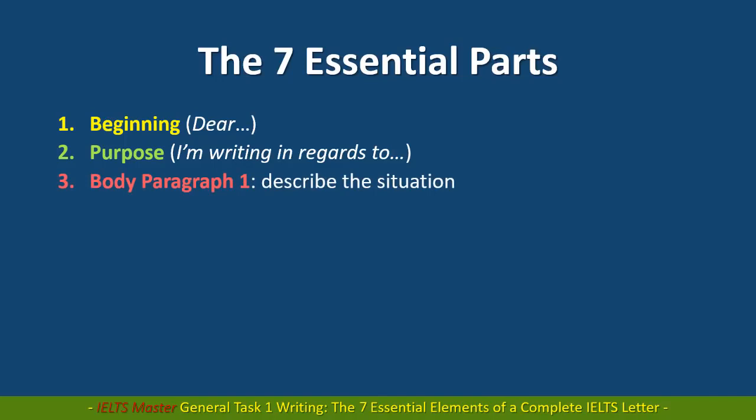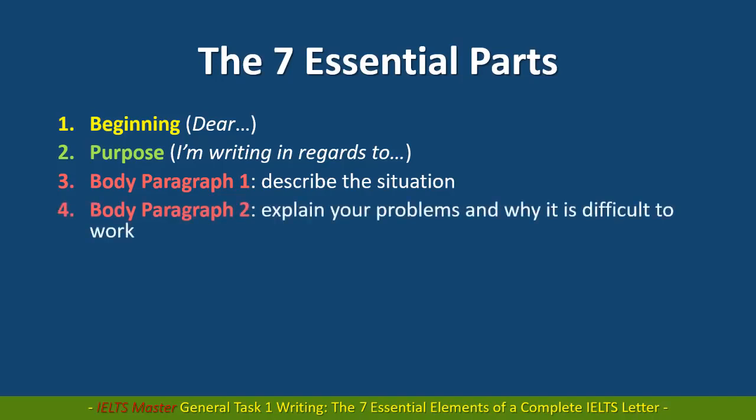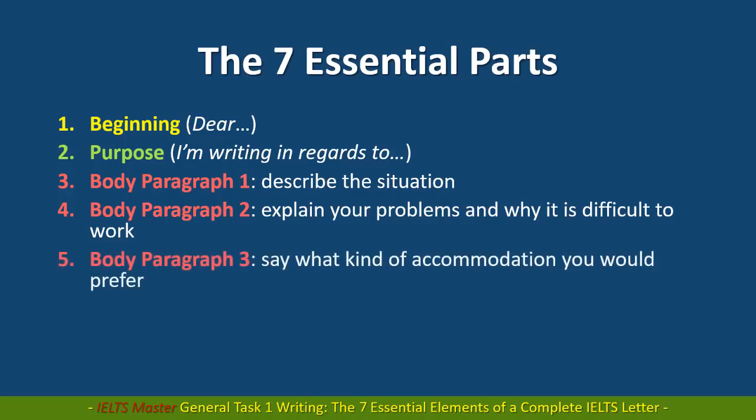After that is body paragraph 1. For this last question, you'll describe the situation. Body paragraph 2 comes next, and this is the second bullet point where you explain your problems and why it is difficult to work. Body paragraph 3 is what comes next, and this will be the third bullet point. So you say what kind of accommodation you would prefer.